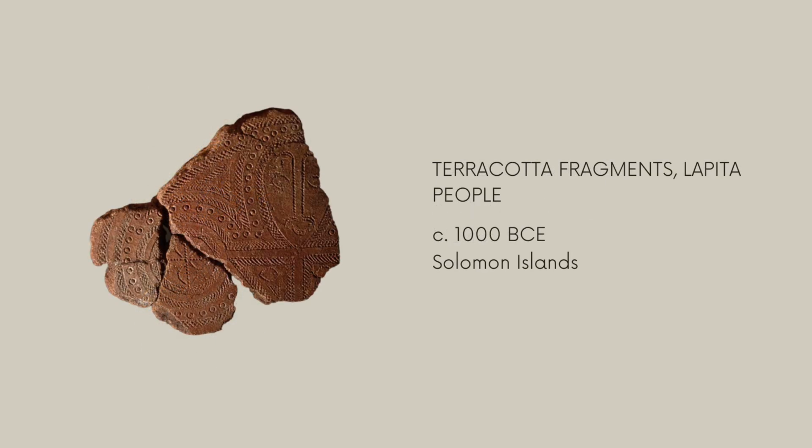The final image of this unit is this terracotta fragment from the Solomon Islands. Dating from about 1000 BCE, this red slip earthenware fragment is decorated with incised lines. To create it, the clay was mixed with sand to increase its durability, and then the lines were incised in. By studying these fragments, we can trace how people moved from island to island to follow supplies and food sources.